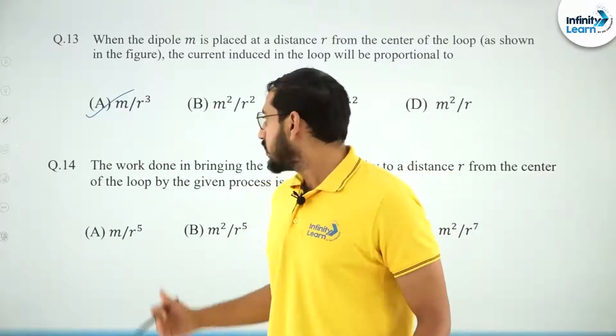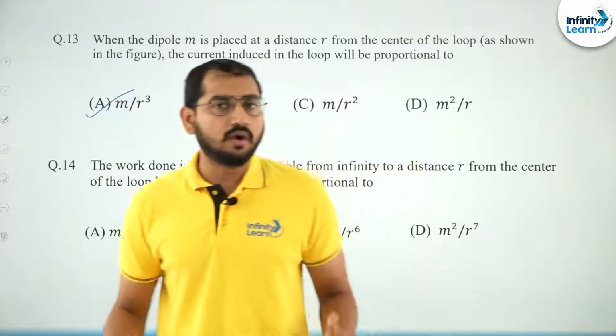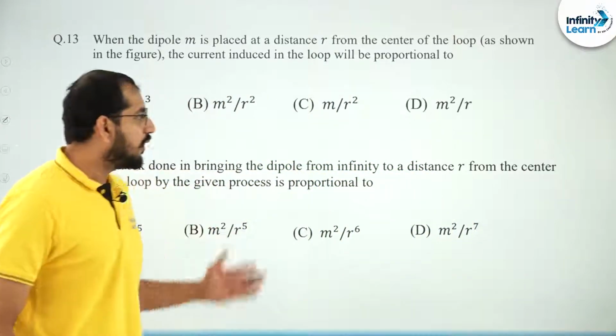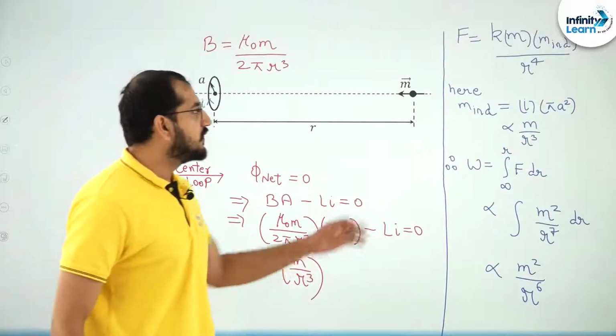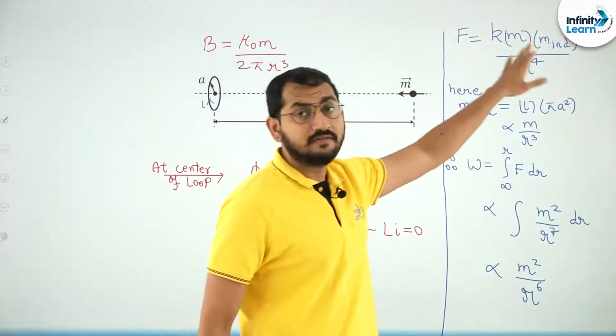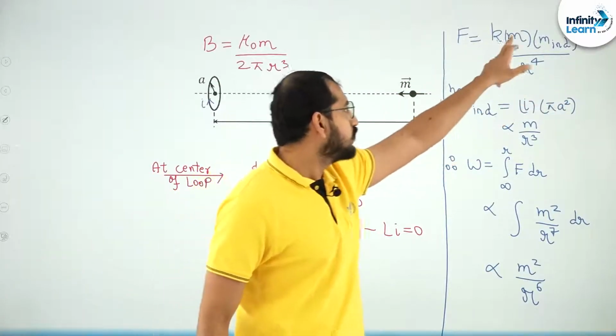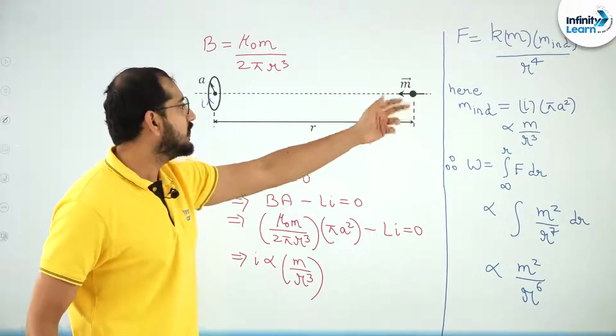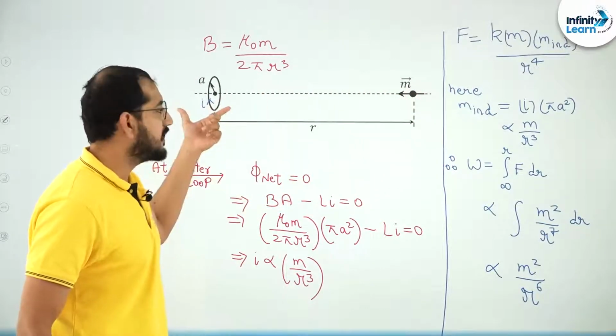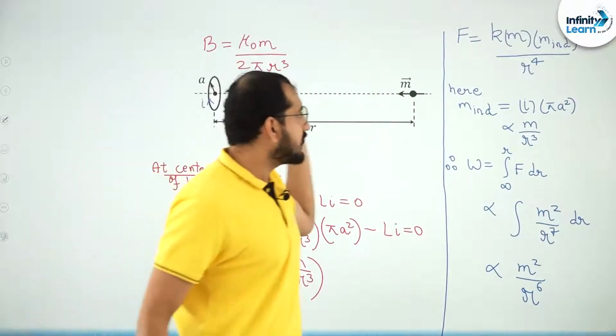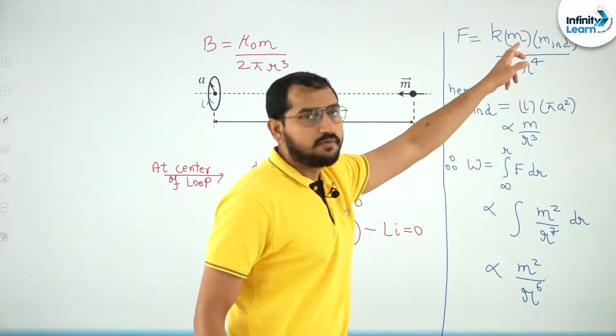Now in question number 14 we need to calculate the work done. So before calculating the work done, we have to focus upon the expression of force which is given in this question. So we have two magnetic dipole formation happening over here. This is my first magnet and this is my second dipole. First dipole, second dipole, right. So the first dipole moment is small m.